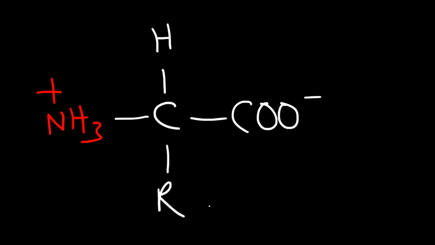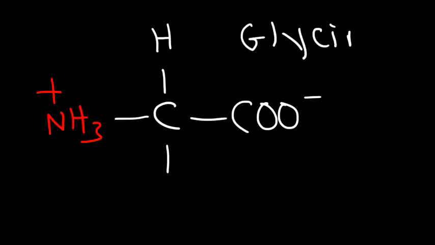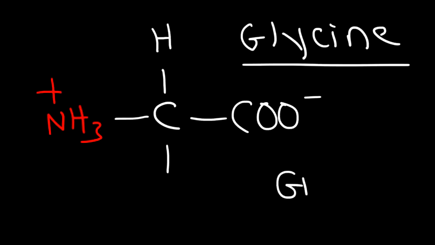And so if you memorize this, the only thing that you need to change or adjust is the side chain, the R group, because that's where every amino acid will differ. So just keep that in mind. Now the first one we're going to talk about is glycine. Glycine, abbreviated GLY, is the simplest amino acid, and it has the R group of a hydrogen atom. So that's the first amino acid that you should commit to memory.